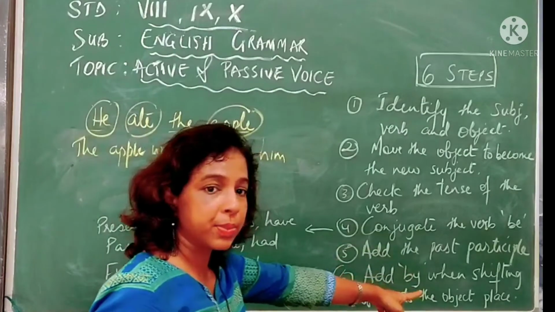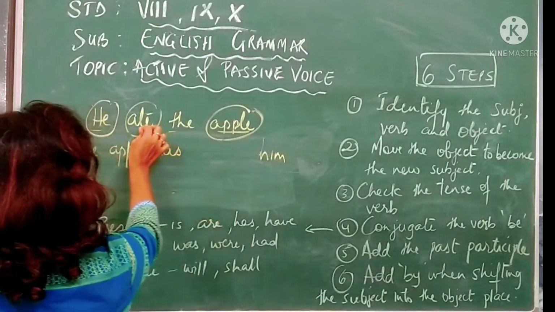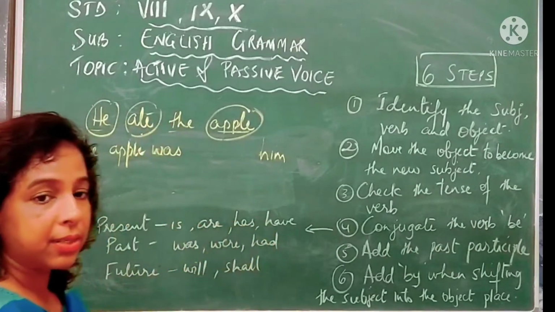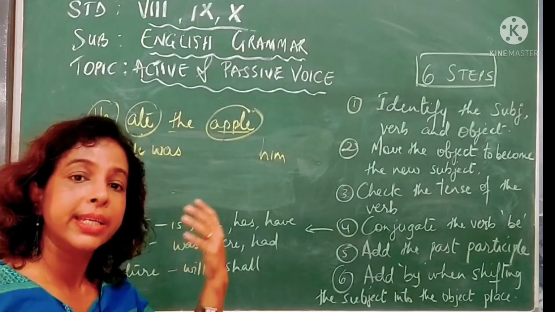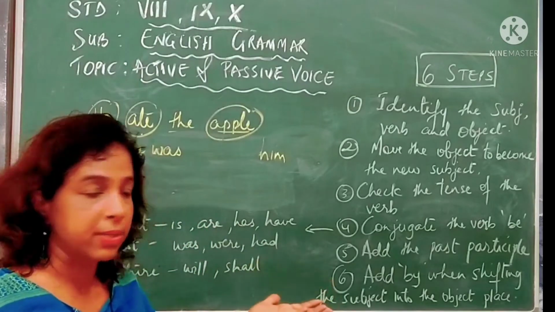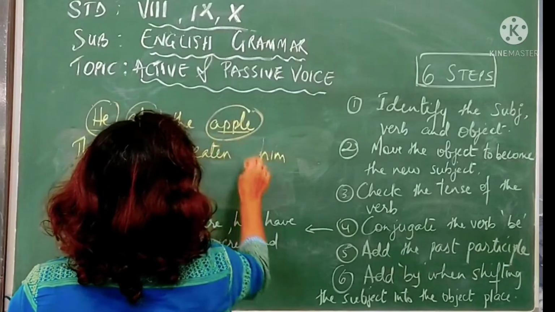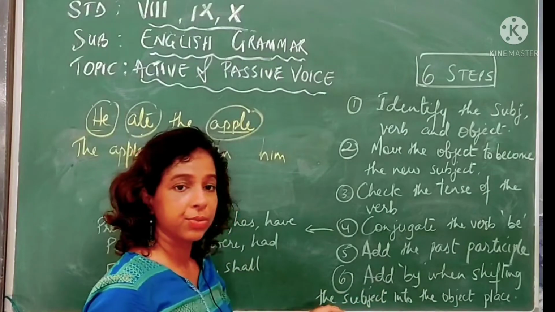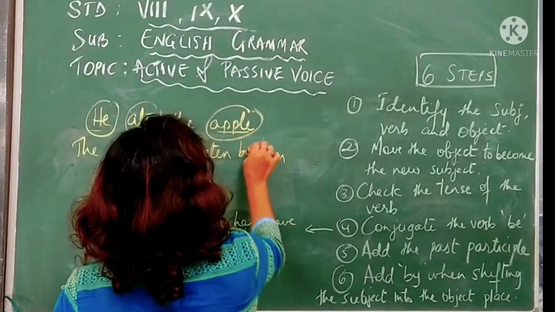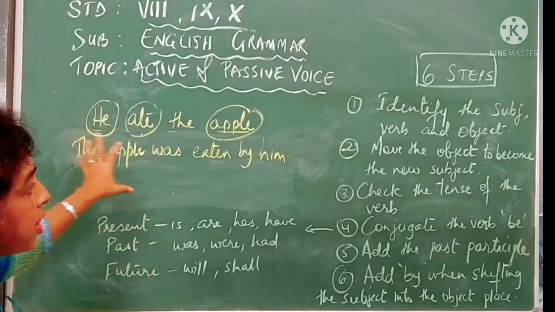Add the past participle. What is the past participle? You have learned in the past your past participle of the word ate. Eat is present tense, ate is past tense, and eaten is the perfect. That is your participle. Okay, so the apple was eaten, and now you're going to be adding by when you're shifting the subject into the object's place. You're going to be saying the apple was eaten by him. Okay, so this is how you're going to be shifting.